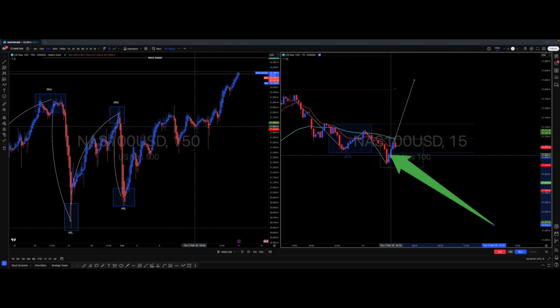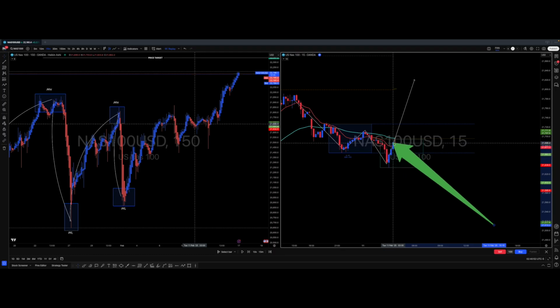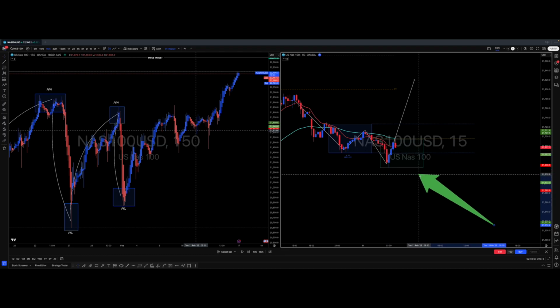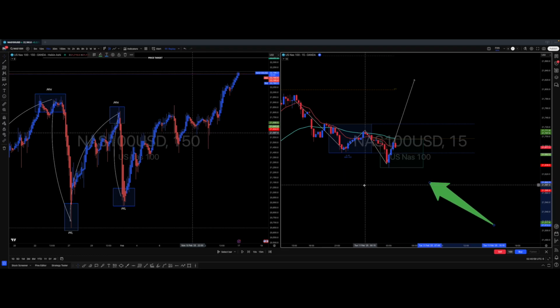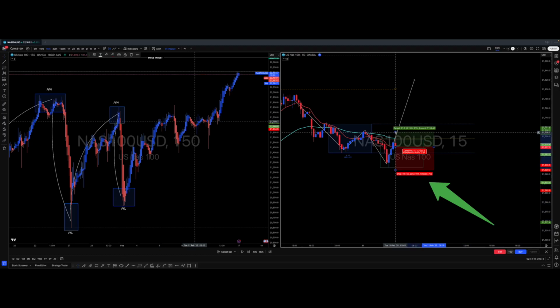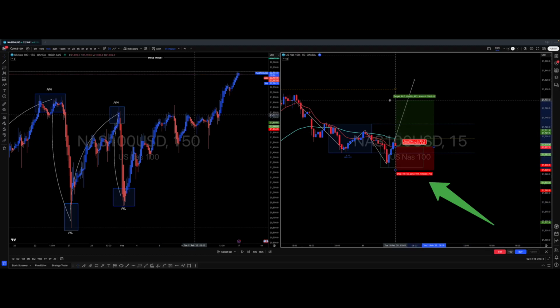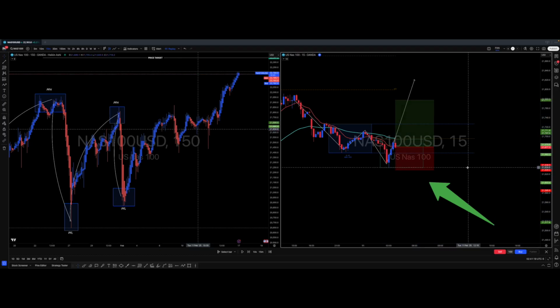What would work for an entry is obviously closing above the 13 EMA, and then the next candle is your pullback. So if you're an aggressive trader, that could have been a trade setup for you. You're basically aiming for something like this. There's essentially your trade setup.